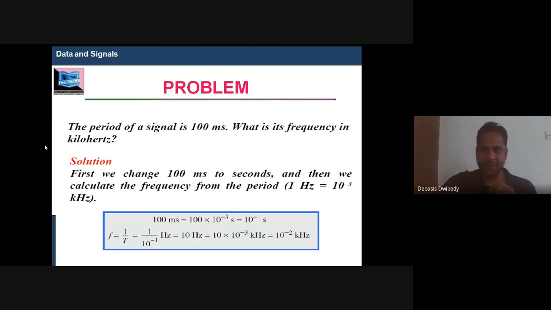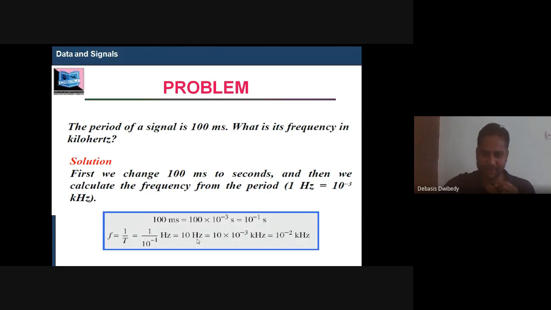Okay, so we have to convert it into kilohertz. So f is 1 by T, and T is 10 to the power minus 1 second. So how much hertz will it be? 1 by 10 to the power minus 1 hertz. If we convert it, it is 10 hertz. Now we need to convert into kilohertz. So 10 into 10 to the power minus 3 kilohertz, that is 10 to the power minus 2 kilohertz.